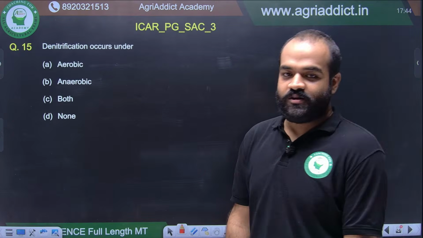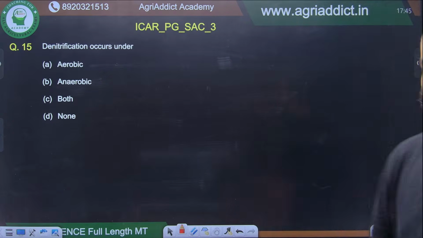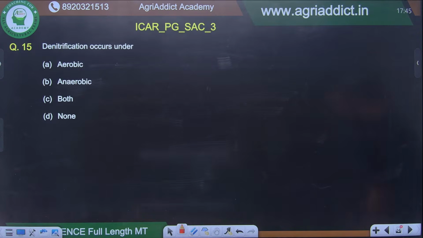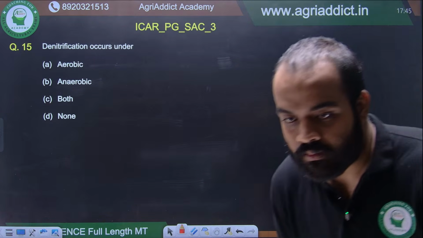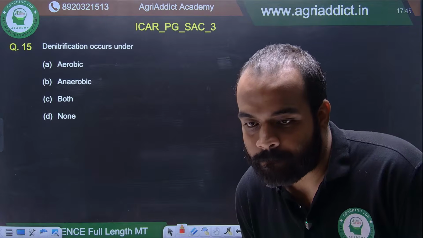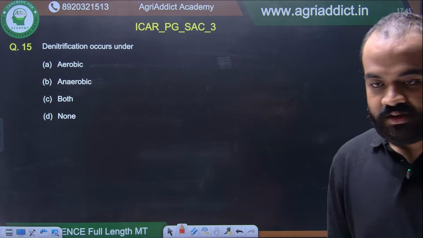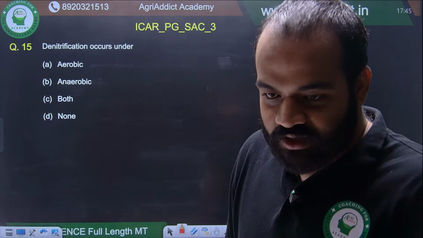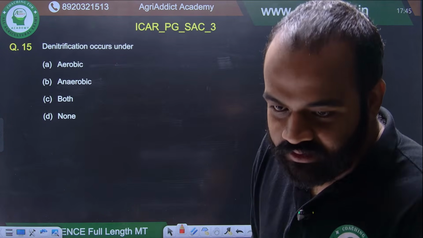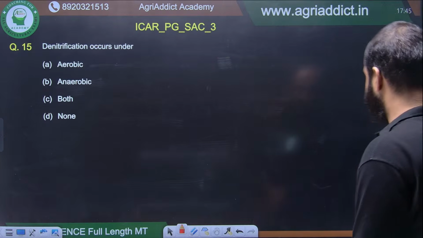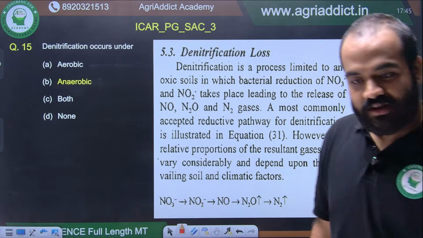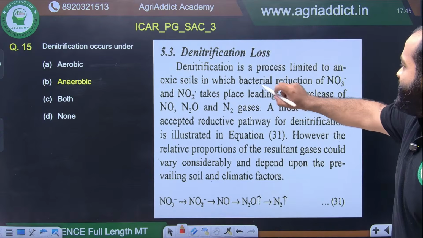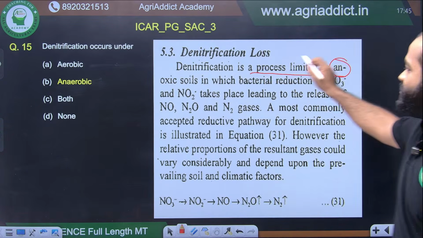Denitrification occurs under aerobic, anaerobic, both. Spurti is telling B, Pavan is telling both, Aman and Vipin is telling B, Anil, Divya, all are telling B. Yes, all of you are correct. It will be B only. ये सब both के चक्कर में मत पड़ना भाई. Denitrification is anaerobic only. Denitrification is a process limited to anoxic soils.